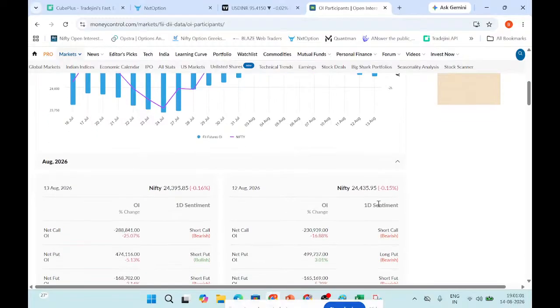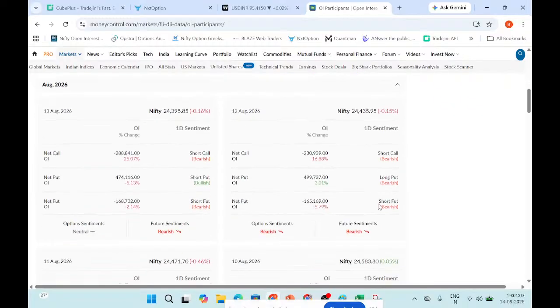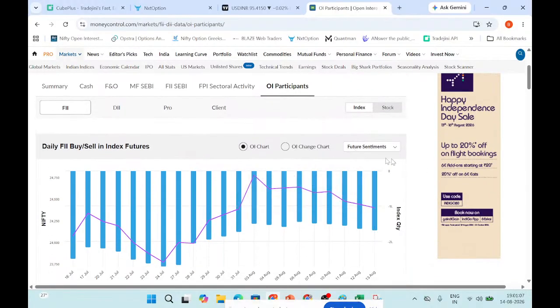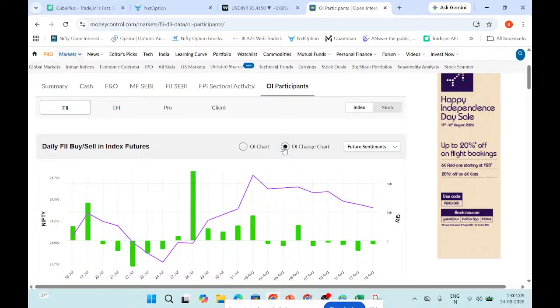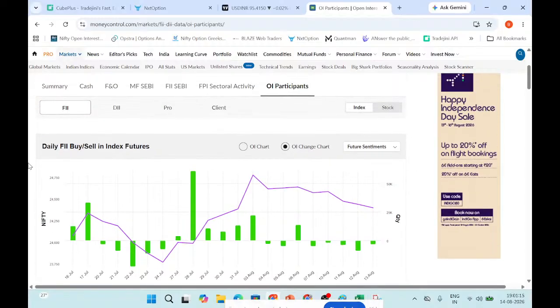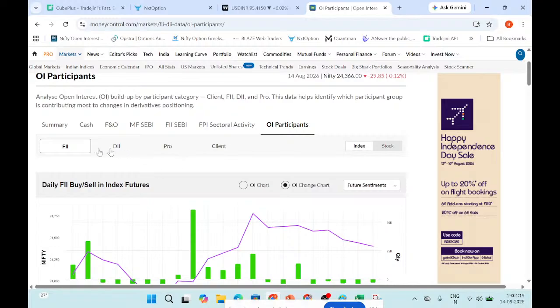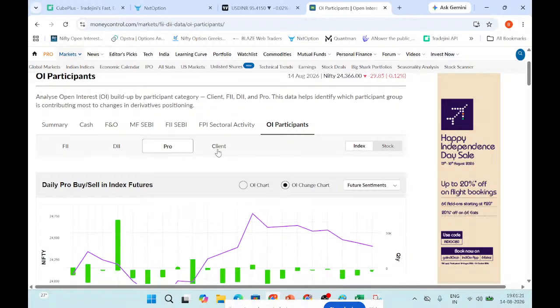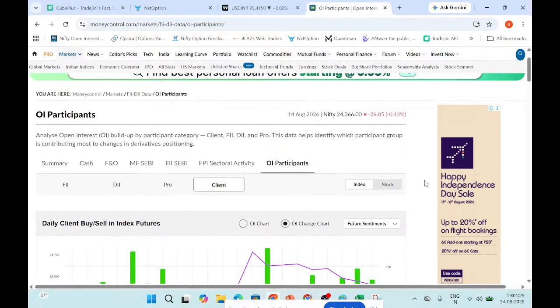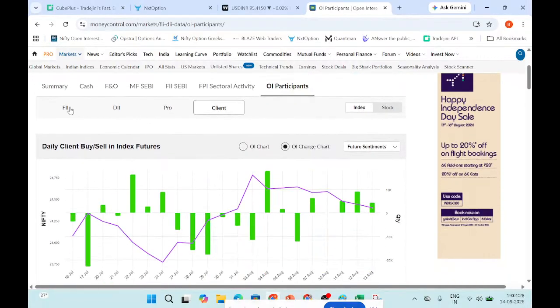One session I'll do completely on how to read this data. How to read the futures sentiment, how to read the options data on the FII positions, pro positions, retail positions, whatever we have, right? The client, pro and FIIs. So what data to look at, right? The FIIs, DIIs, pro, client. Yeah, that will be very interesting and useful for everybody actually. We'll do that. Don't worry.